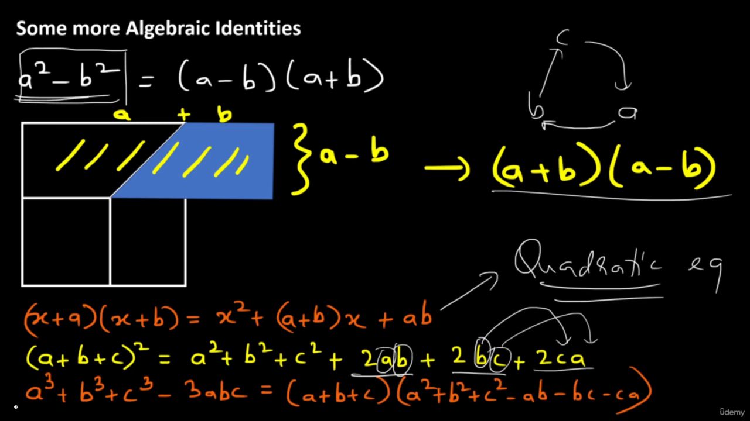Alright, and what about A cube plus B cube plus C cube minus 3ABC? That's equal to (A plus B plus C) into (A square plus B square plus C square minus AB minus BC minus CA). Now it will be helpful in solving questions if you know these identities.